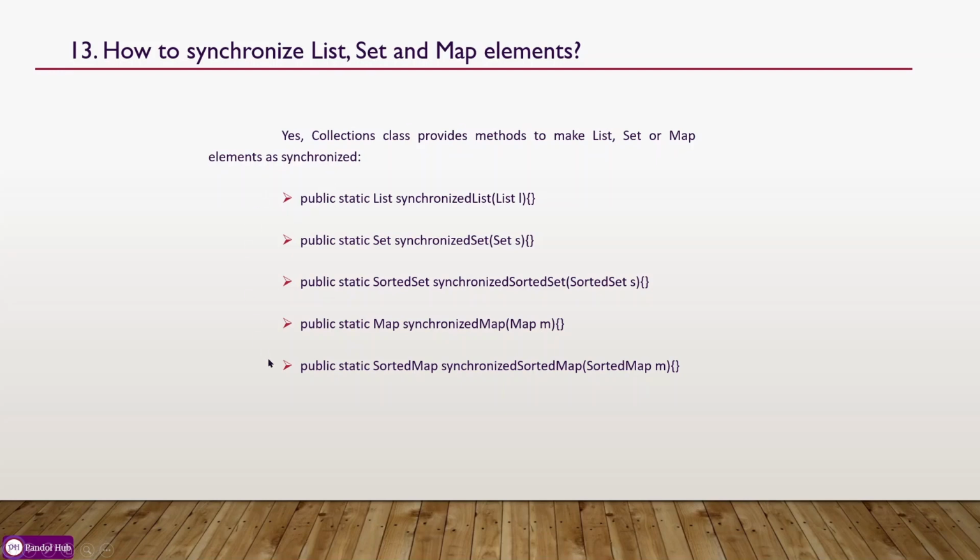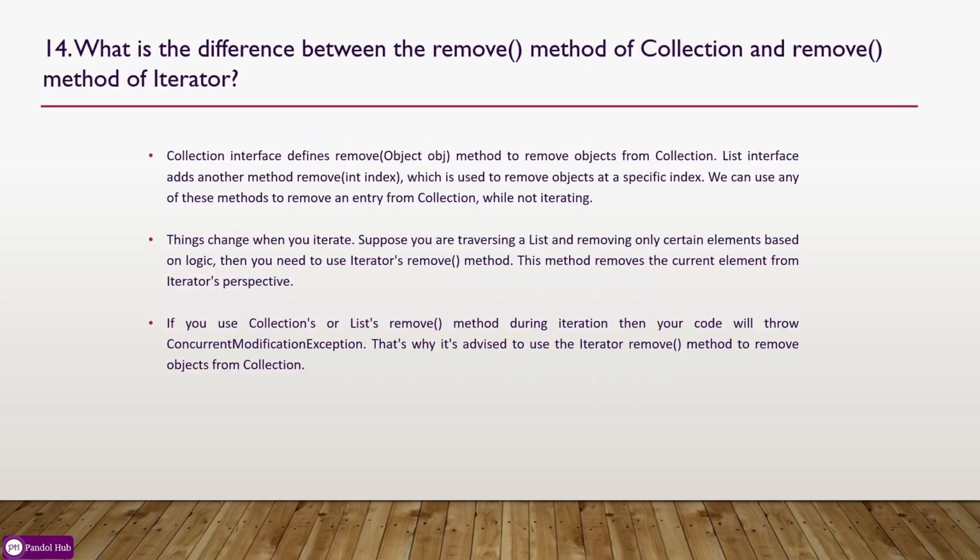For example, you have the following methods: synchronizedList, which converts the list into a synchronized list; synchronizedSet, which converts the set to a synchronized set; and synchronizedSortedSet. Here the set is sorted and you're making the sorted set synchronized. Then there are synchronizedMap and synchronizedSortedMap. These methods help us convert the existing normal collections into synchronized collections.